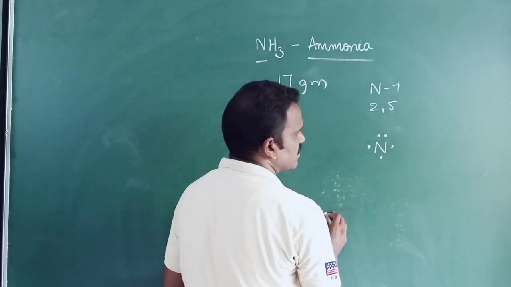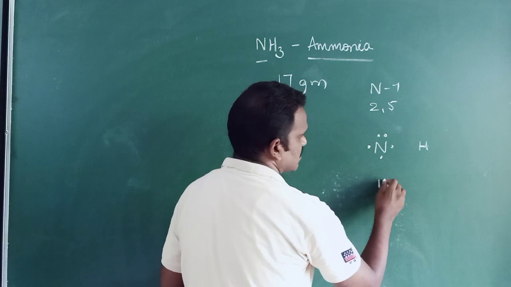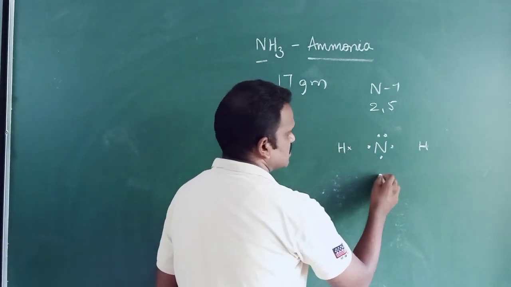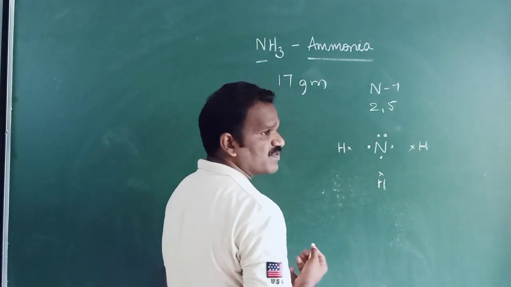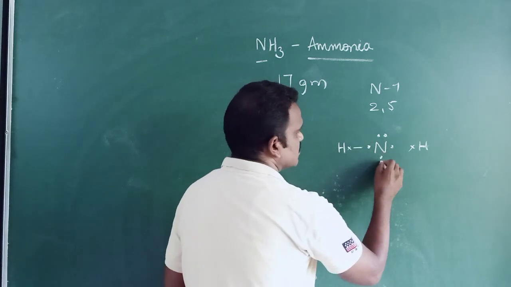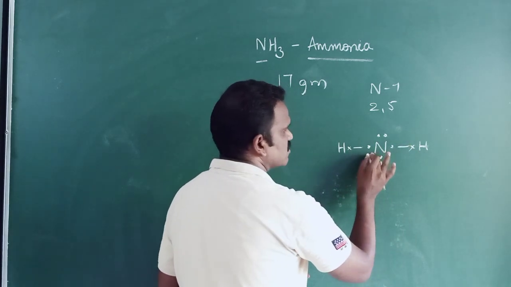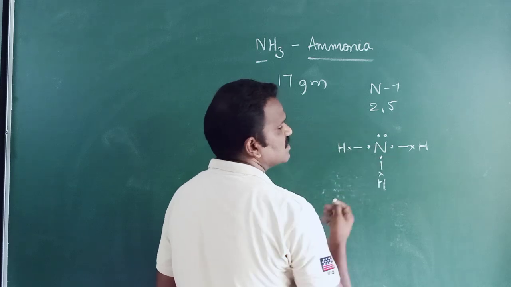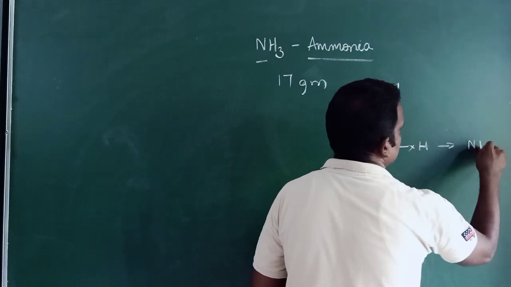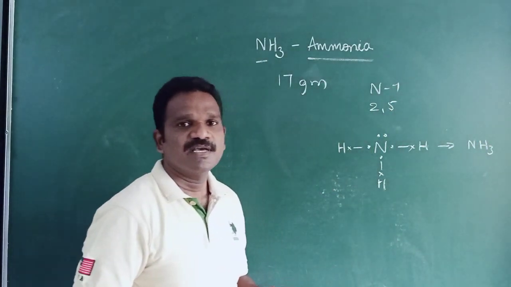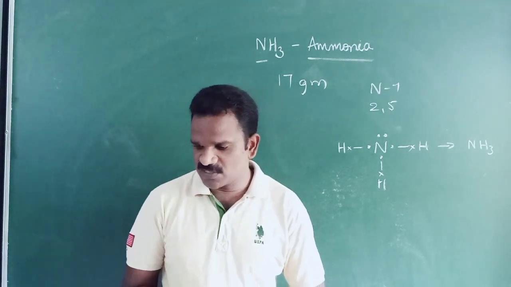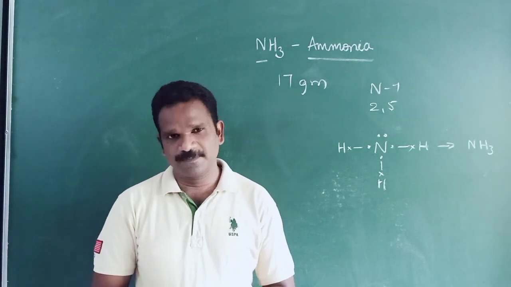Then hydrogen, how many hydrogens are there? 3 hydrogens. The atomic number of hydrogen is 1, so its electronic configuration is 1, and we have 1 electron. So what will happen? This 1 electron of nitrogen as well as hydrogen, they will share with one another and form the ammonia molecule. And here we will find a covalent bond. Sharing of electrons takes place, therefore we find a covalent bond here.